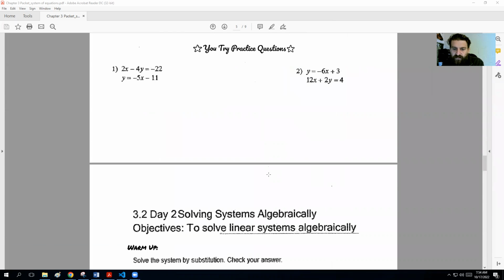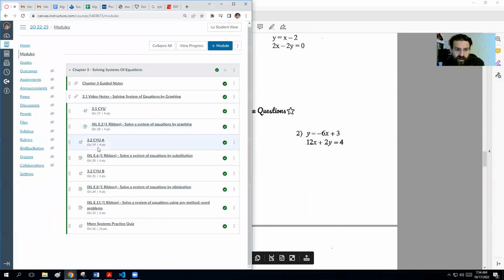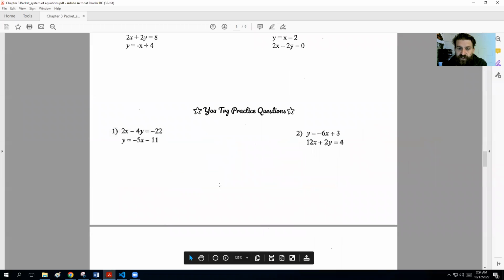Now, what I'm going to have you do: your CYU problems for this section are these two here. So you can go on to Canvas and practice those. And then after this, just to build our skill, you will also do IXL E6. All you need to do is get a ribbon of 70 or higher. If you have any questions, ask. But remember, now that we've learned this method, graphing also works. So if you want to graph these lines just to double check your answer, that's one thing you can do.